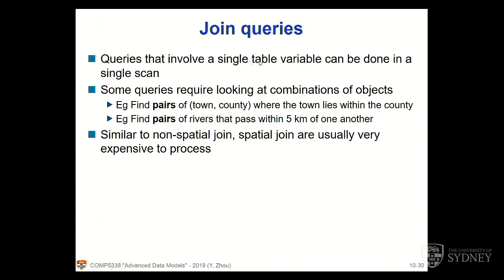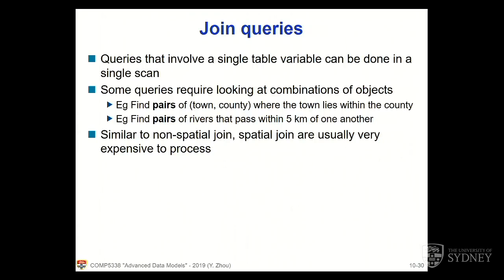So a join involving single table variables can be done in a single scan, but sometimes we have joins that involve a combination of objects. Like if we want to find a pair of town and country where the town lies within the country, again, assuming we don't have pre-knowledge of which town belongs to which country, we need to work it out by their actual physical location.